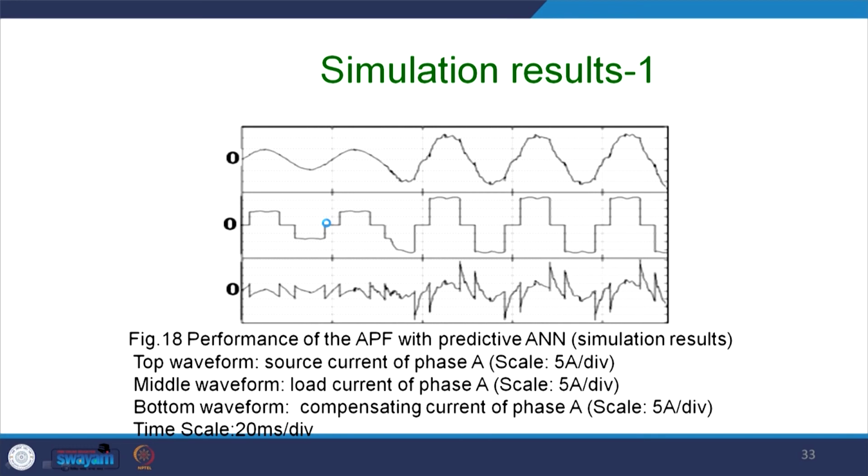So, this is a case of the simulation and the performance of the active power filter with predictive algorithm. So, you do not have to tune it further for the adaptive algorithm, and you get this kind of waveform. It was quite sinusoidal. Thereafter, even if it gives you this value of the compensating current, it still cannot maintain the desired level of the THD.